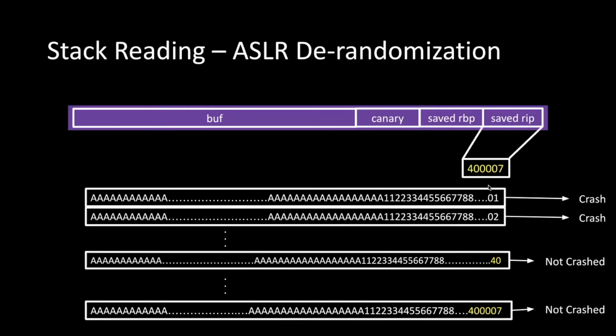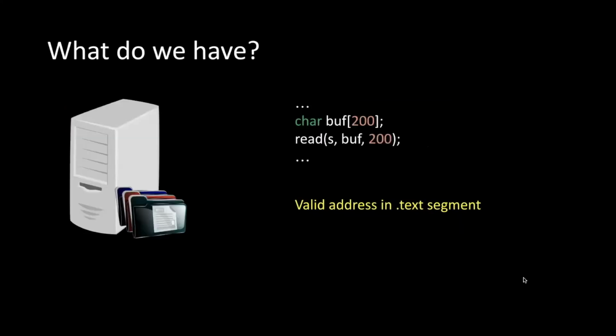And also we can use the same technique for the RIP to get a valid return address in this binary. Therefore, this information will be leaked out as we go. Right now, what do we have? We know there is a buffer overflow here, and we know there is a valid address in the .text segment that we can use later.